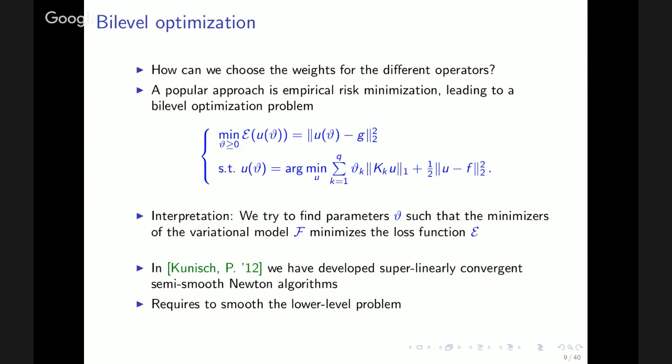And in our first work, we developed specialized semi-smooth Newton algorithms that are superlinearly convergent and worked very well for this problem. The only problem is that Newton requires some smoothness because you also need to compute the Hessian matrix. So we needed to replace the L1 norm with a smooth approximation, but in practice this worked quite well.